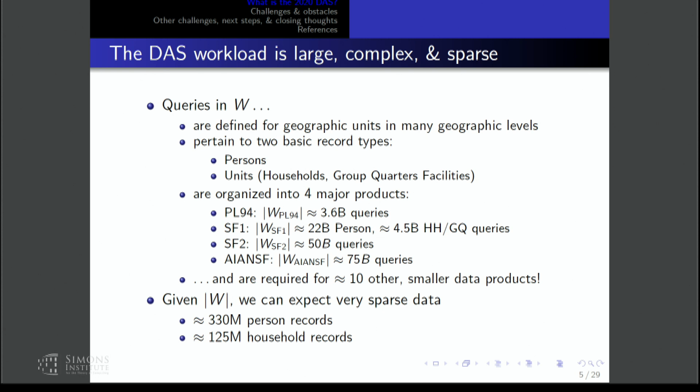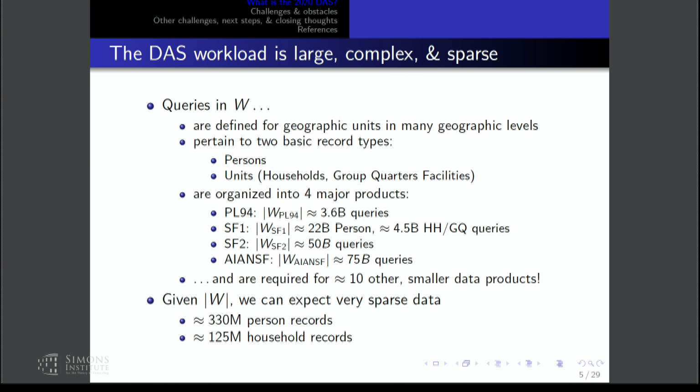So the workloads, or rather the queries in the workload, are organized along a number of different dimensions. First they are organized in a geographic dimension. They live inside geographic units, which live inside geographic levels, and those have their own structure that we'll talk about in a slide or two. In addition, as I've already alluded to in answering one of the early questions, there are at least two kinds of records that we're dealing with. There are person level records that we have to address queries on, as well as queries that are about units.